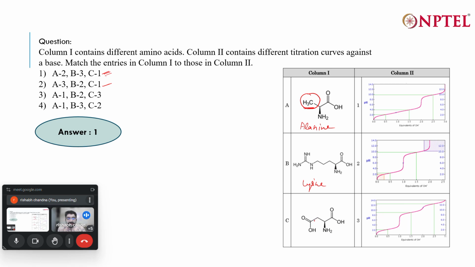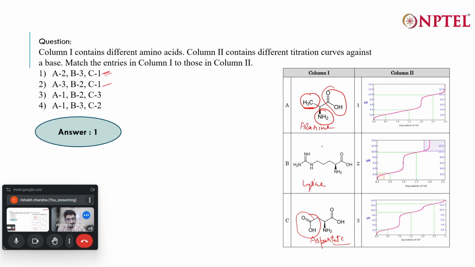Because it also has another COOH group, it would be aspartate. Now we'll see the different titration curves of different amino acids. In the case of alanine there is no extra COOH or NH2 group, so it has only one amino group and one carboxylic group, and it will titrate accordingly.